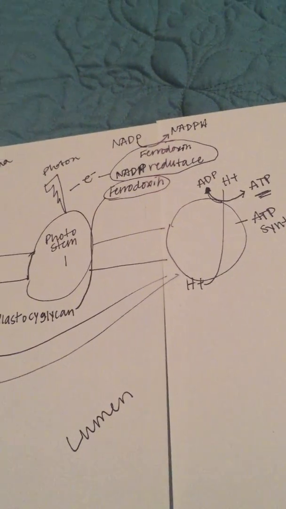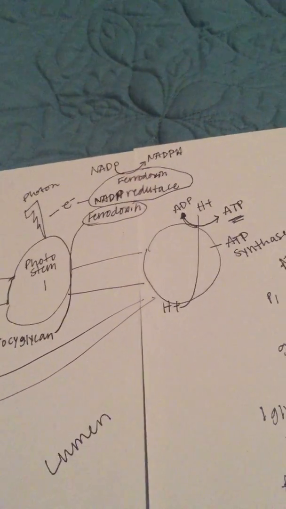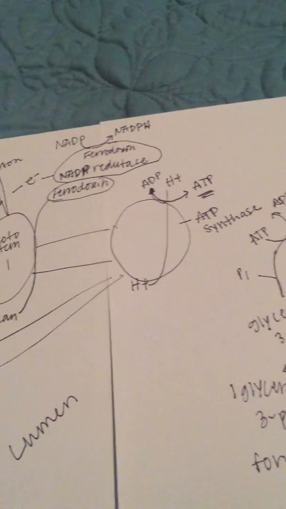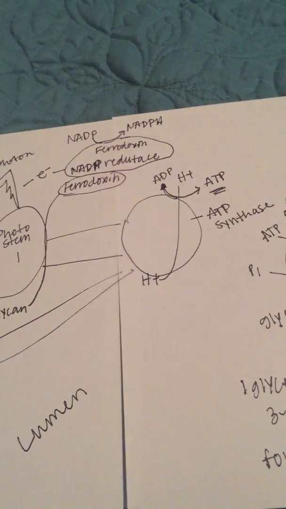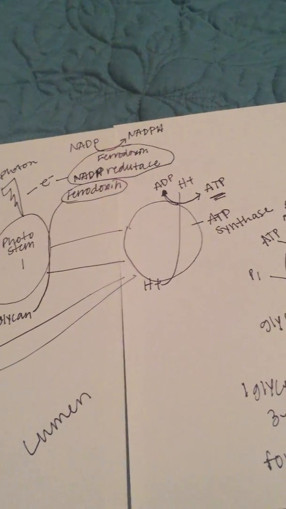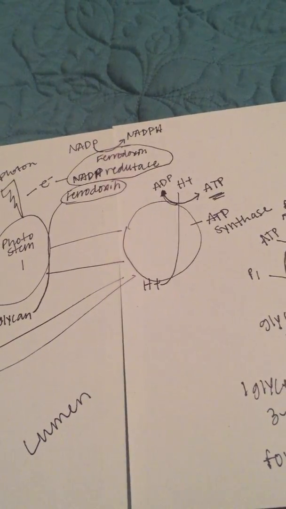And then the H plus ions go all the way to the ATP synthase, which is right here, which is basically the goal of light reactions, to make ATP.